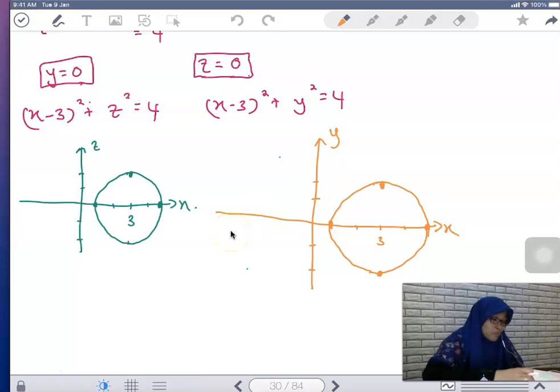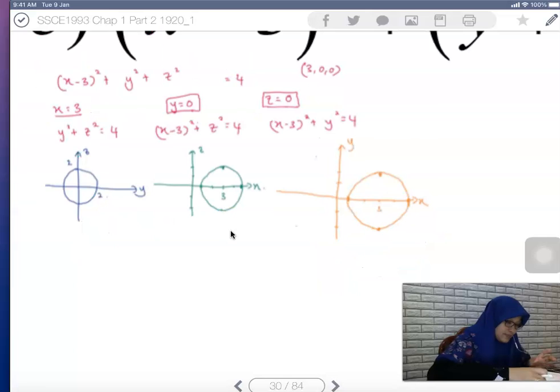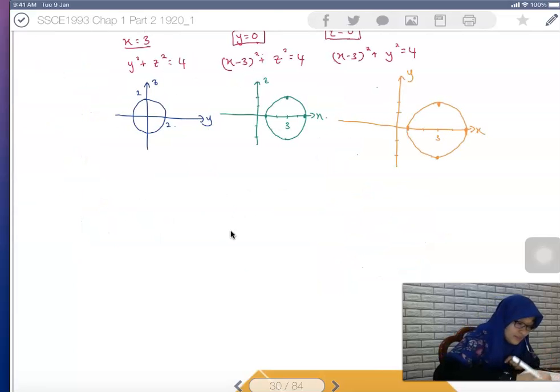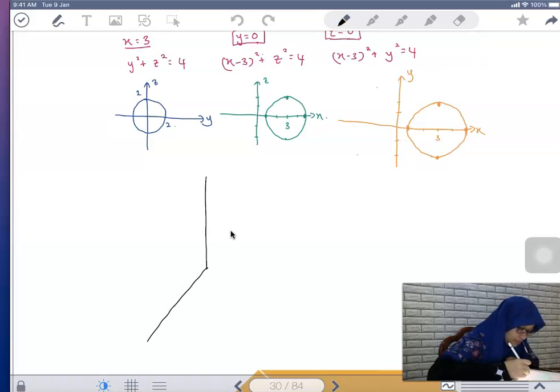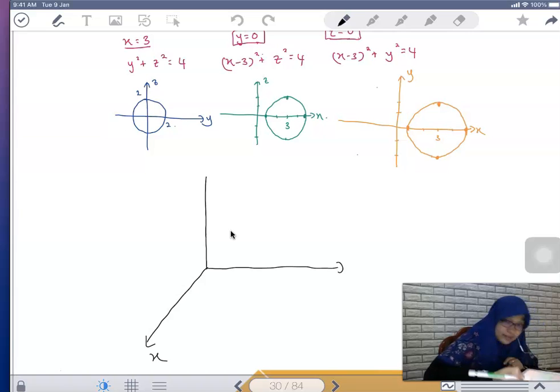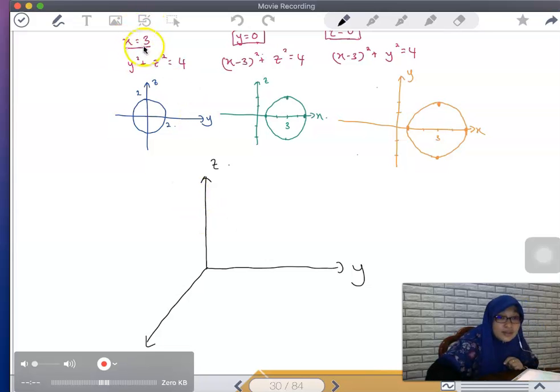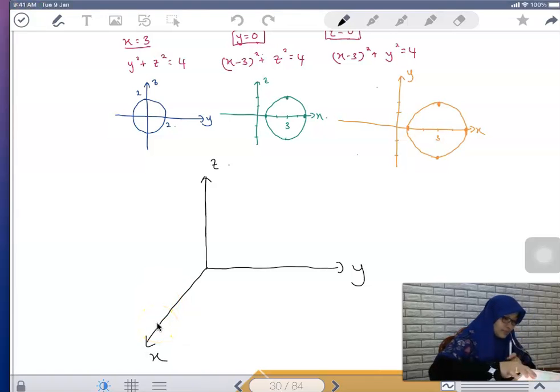Alright. Now you have to combine them all together in the 3D system. Okay, so let's say I have the general form. This is Y, the general orientation, and this is Z. Okay, look at the first one. So you said that when you are standing, you are standing at x equal to 3.